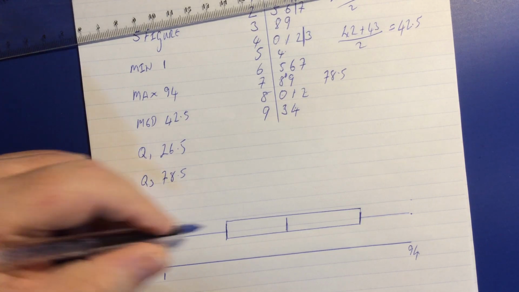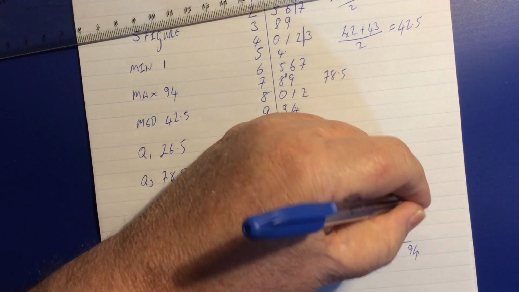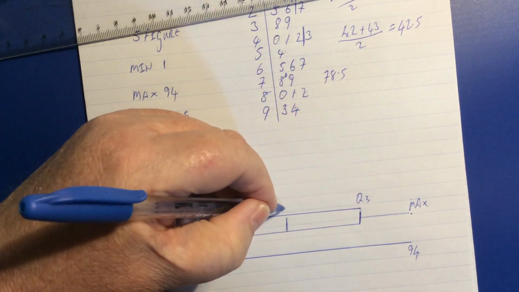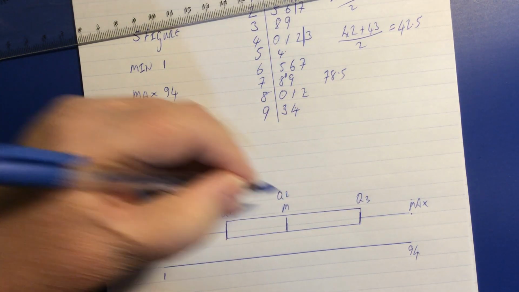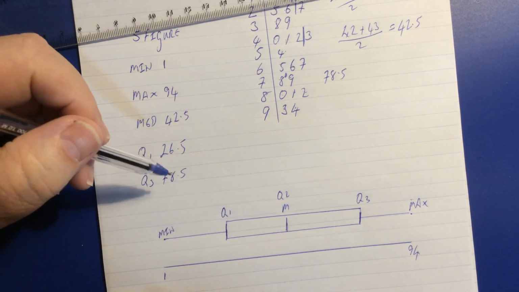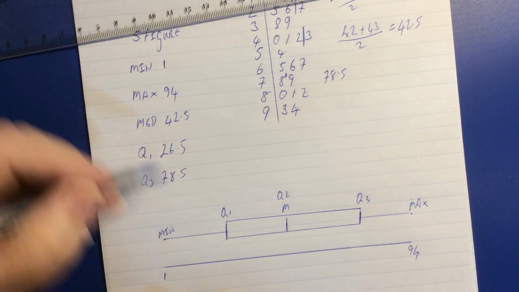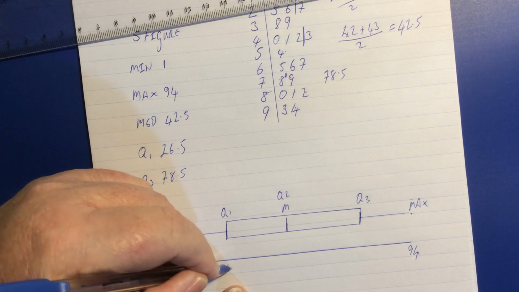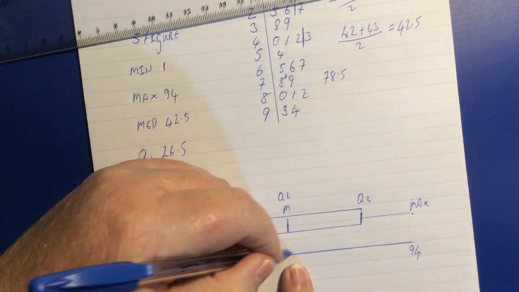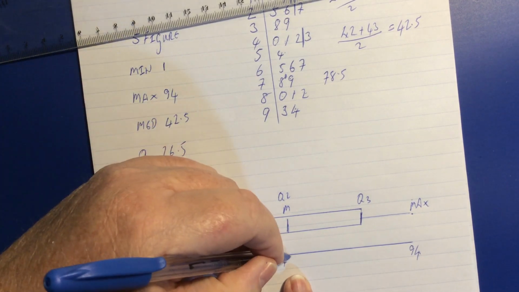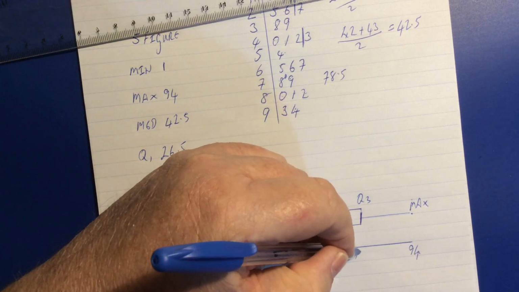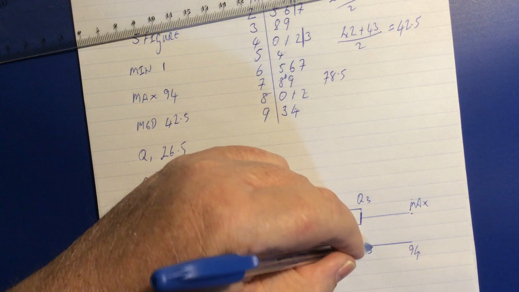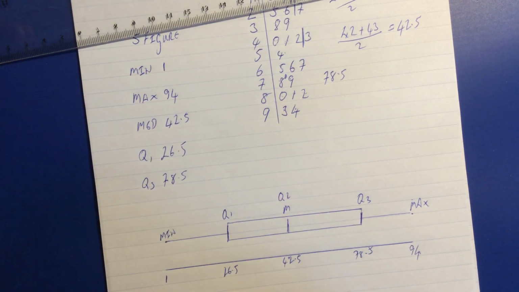Min, max, Q3, median, Q1. This is also Q2 if you need to know that. The values here are 26.5, 42.5, and 78.5. And that's that all done.